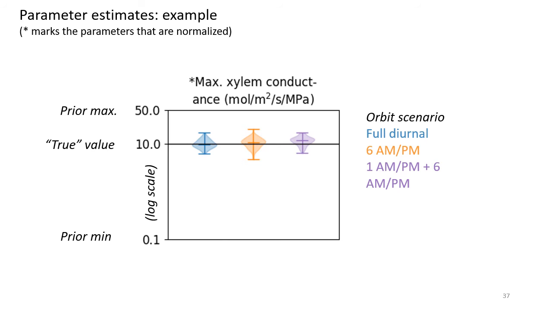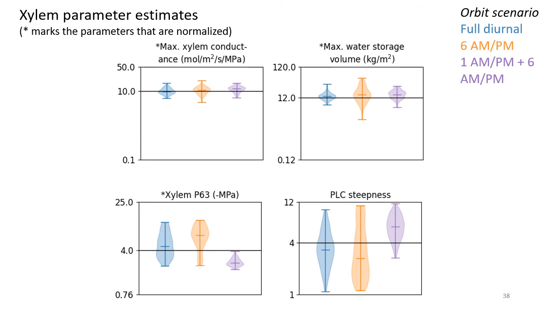So here we're showing maximum xylem conductance. And I'm going to show a lot of these figures that look just like this, but for different parameters. So you can see the color-coded reference to the different orbit scenarios, and the y-axis has the true value shown as a horizontal line. It's on a log scale ranging from the minimum to the maximum of the prior distribution, which was used to sort of initialize the parameter estimation.